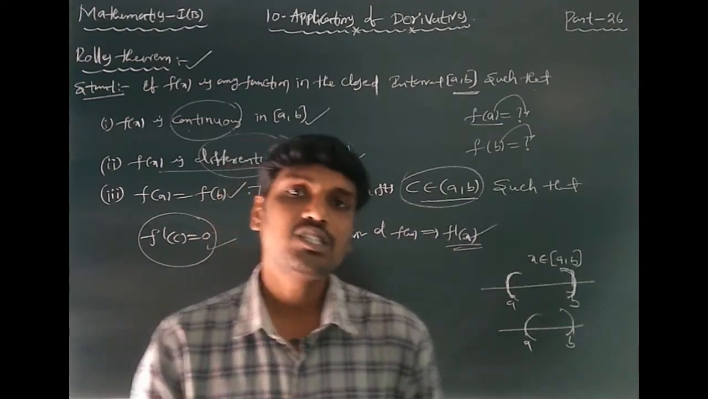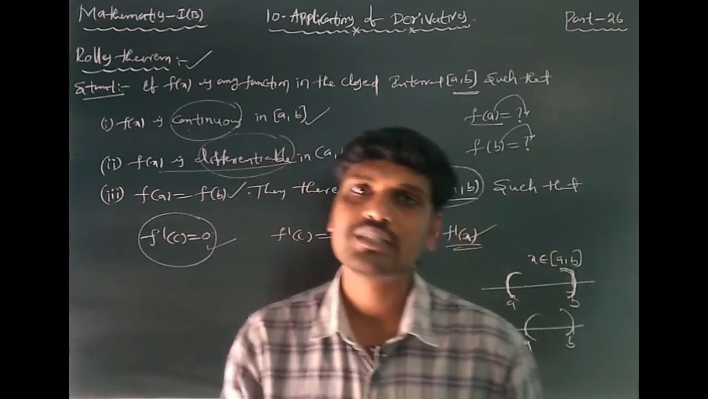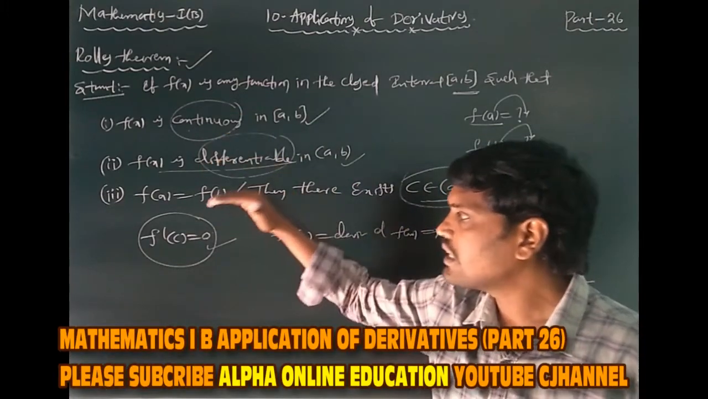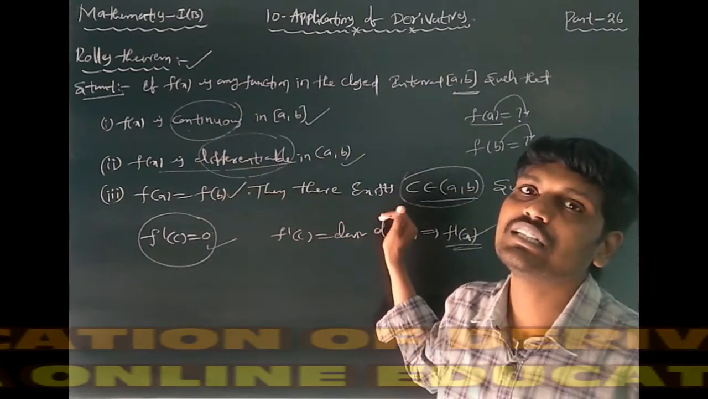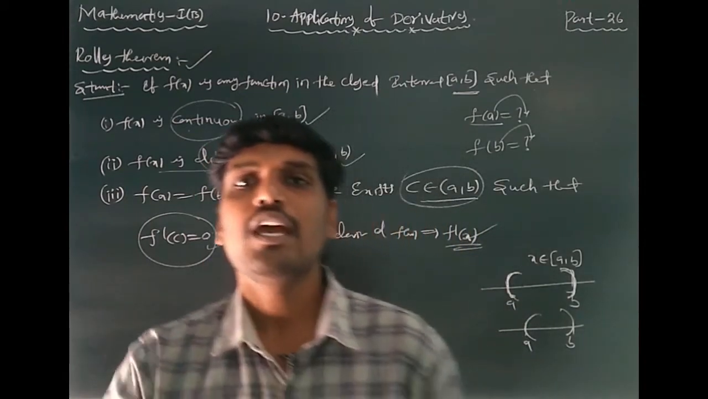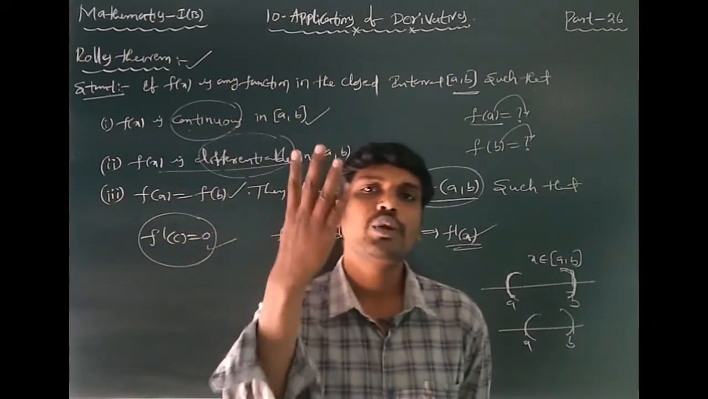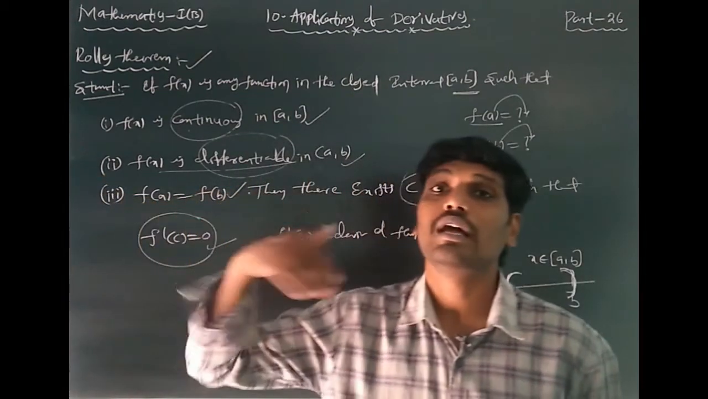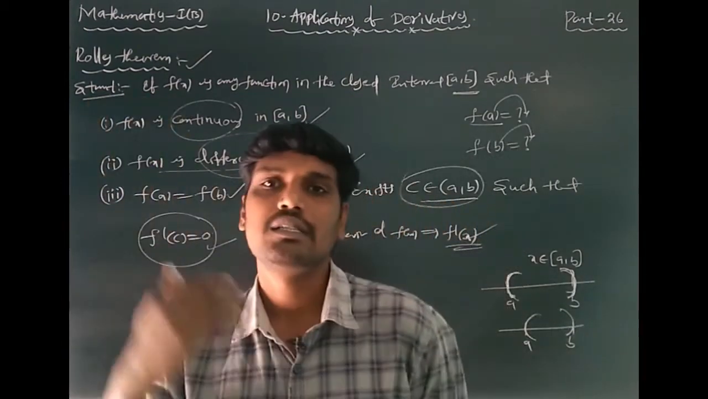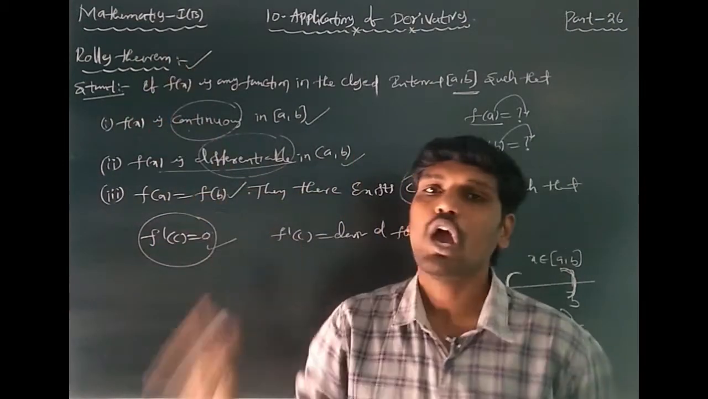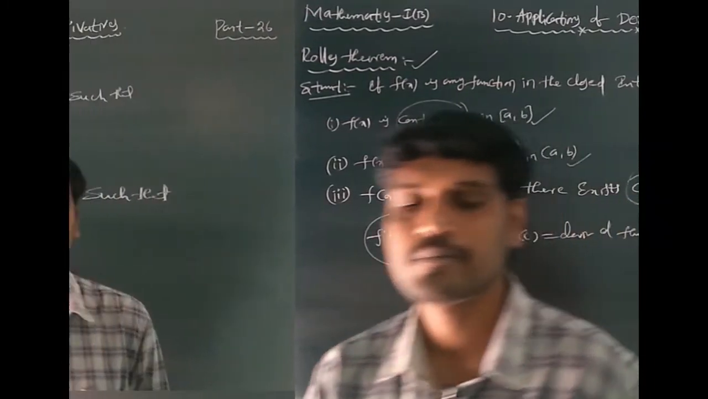Understood or not? In this Rolle's theorem, 2 marks can be asked. State Rolle's theorem. You write the first condition, second condition, third condition. Then there exists c belonging to a comma b such that f dash of c equals 0. You write these 3 conditions, you get 2 marks. Understood or not? Sometimes Rolle's theorem model problems are asked. Those problems will be explained in the next class. This is the Rolle's theorem statement.